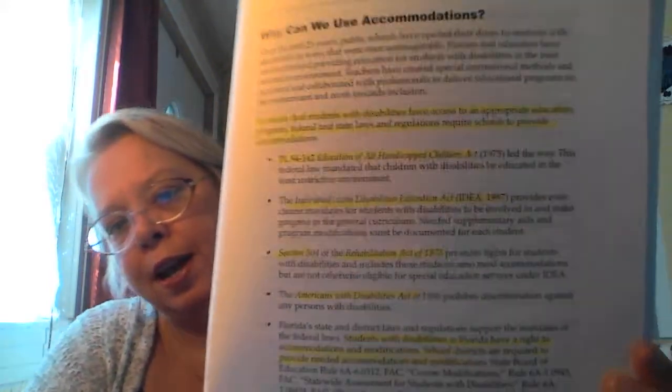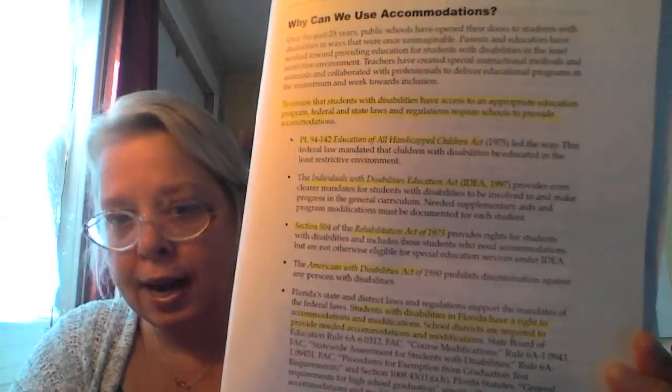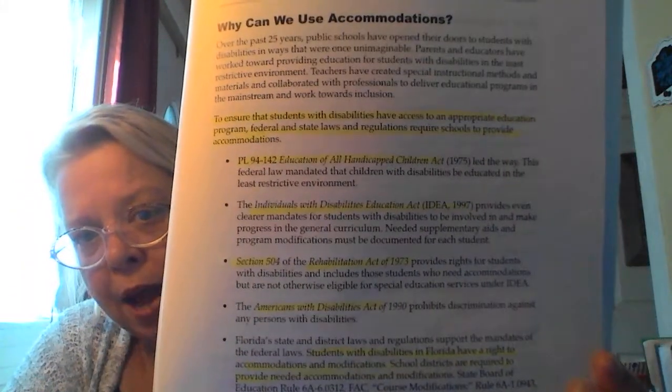Federal and state laws and regulations require schools to provide accommodations. I will read them, but I'm going to hold up the text. I underlined the text. It didn't come underlined; I underlined or highlighted it. Education for All Handicapped Children Act, 1975. This law led the way. This federal law mandated that children with disabilities be educated in the least restrictive environment. We know a least restrictive environment is inclusion, or our goal towards inclusion.